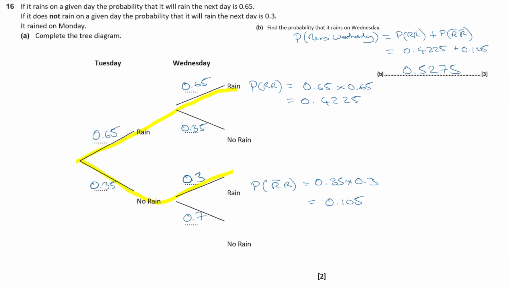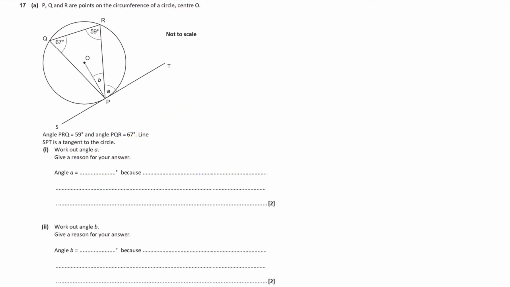Question 17a. P, Q, and R are points on the circumference of a circle centre O. Angle PRQ is 59. Angle PQR is 67. Line SPT is a tangent to the circle. Work out angle A. Give a reason for your answer.